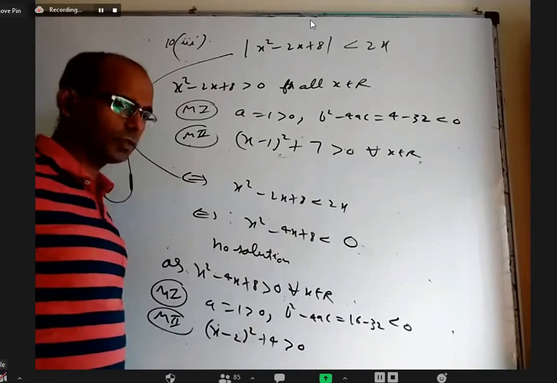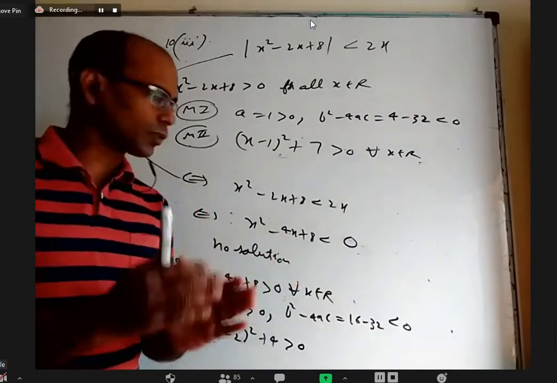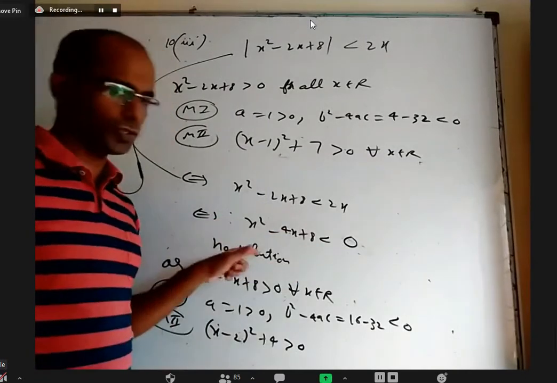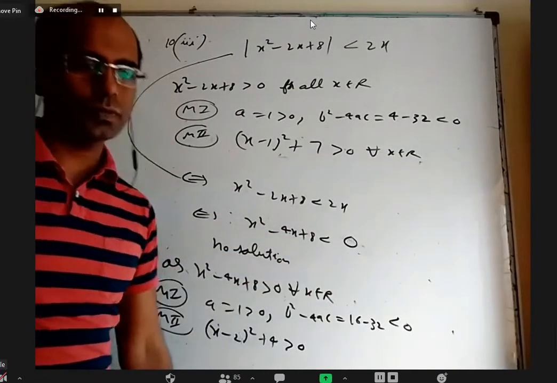I got some equation. If it has roots, I can tell between the roots it will be negative, but it doesn't have any roots, and the leading coefficient is positive. This is always positive, but they want it to be negative, not positive, so no solution right there.